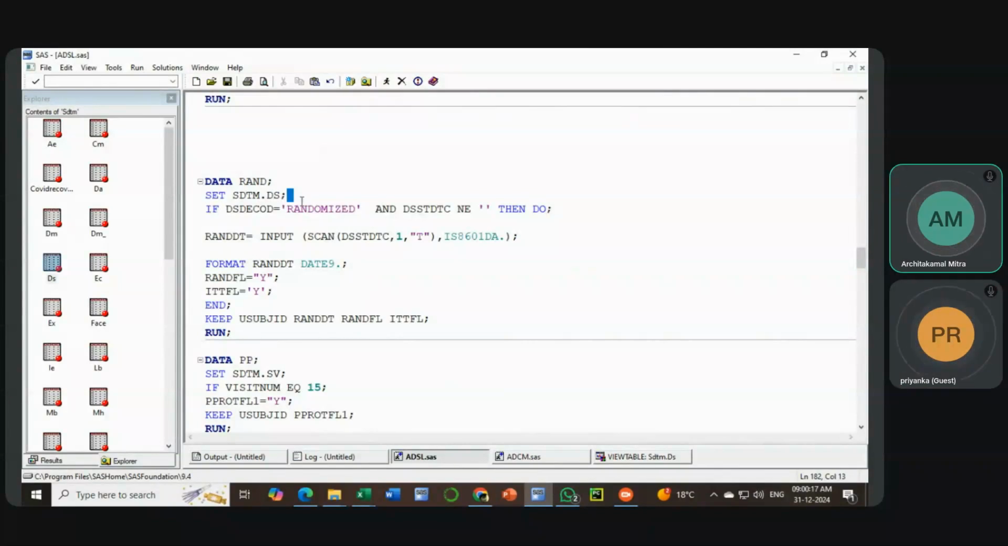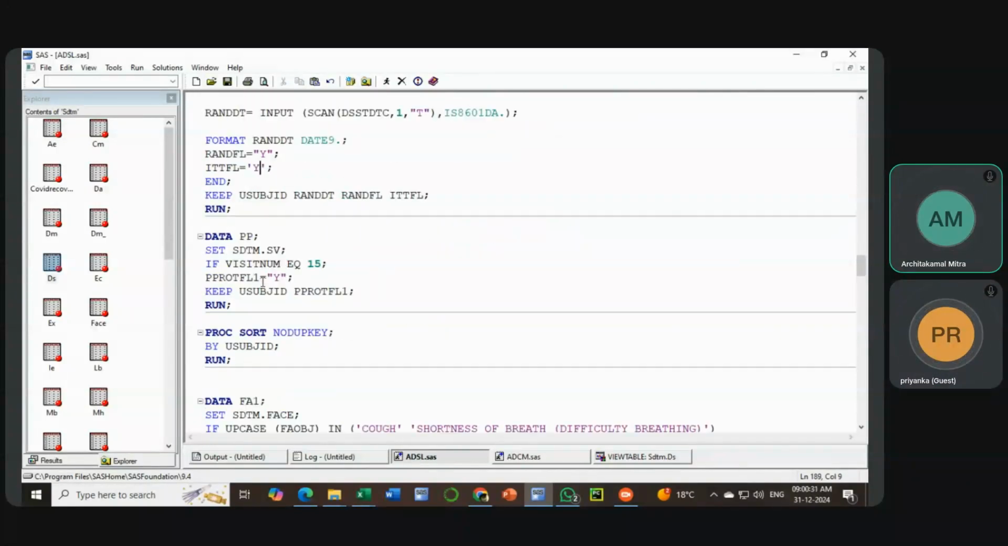So then we have, if DSDECOD is randomized and DSSTDTC not equal to null, then do randomization date, scan this one, format RANDDT, RANDFL equals Y, ITTFL equals Y. Both should be Y because if RANDFL is Y, ITTFL is also Y as per the formula, as per the logic.